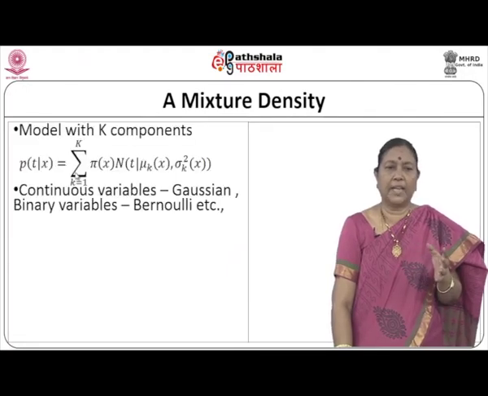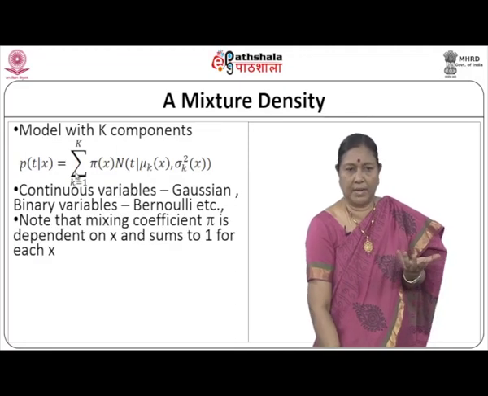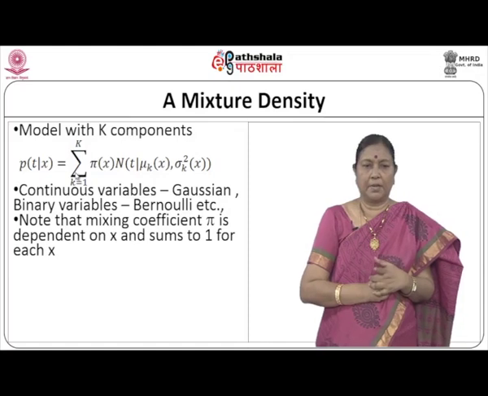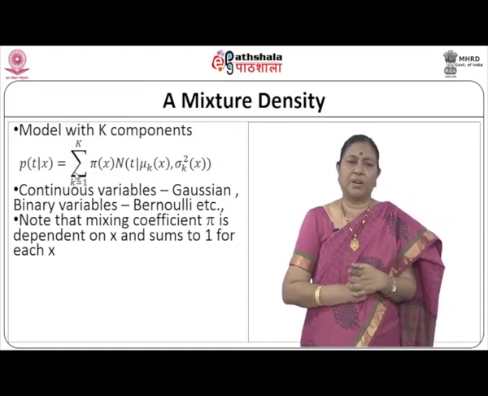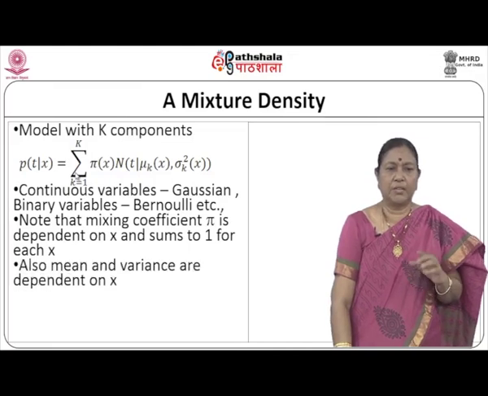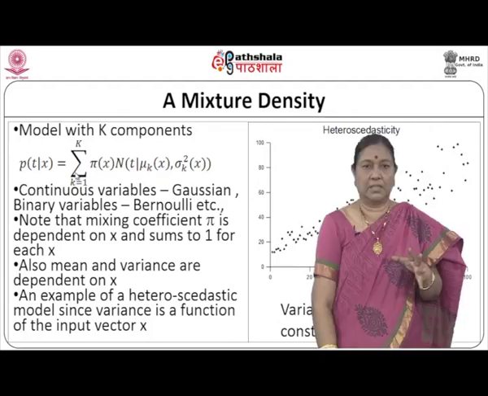Model with k components: for continuous variables, Gaussian; for binary variables, you can use Bernoulli also. Note that the mixing coefficient pi is dependent on x and sums to 1 for each x, so you have pi of x. Also the means and variances are dependent on x. This is an example of a heteroscedastic model, since the variance is a function of the input variable x. The variance does not remain constant, it keeps changing.